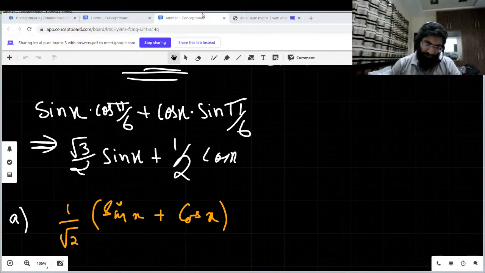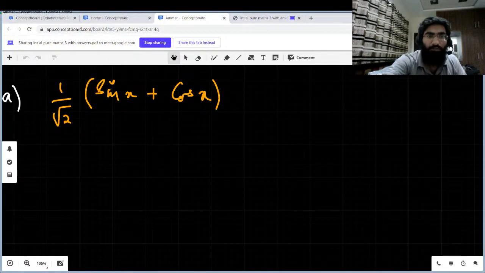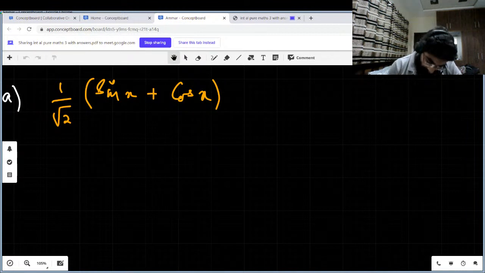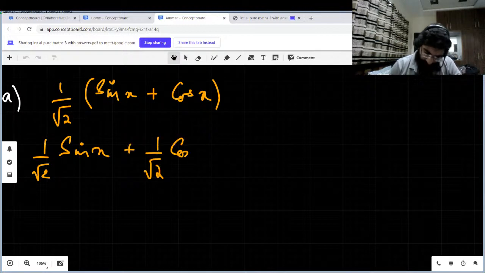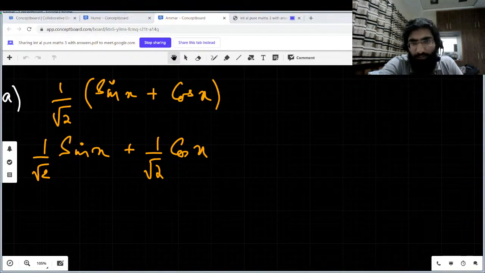Okay, let's see. If I simply expand this, it will become 1 by root 2 sine x plus 1 by root 2 cos x, right? Agreed? Yes. Okay. 1 by root 2 in terms of sine is sine pi by 4 and cos pi by 4.